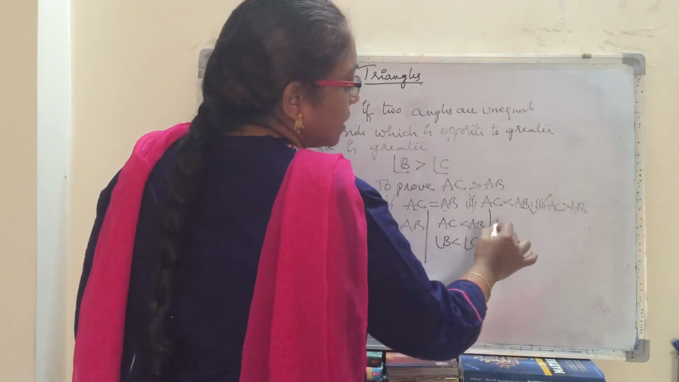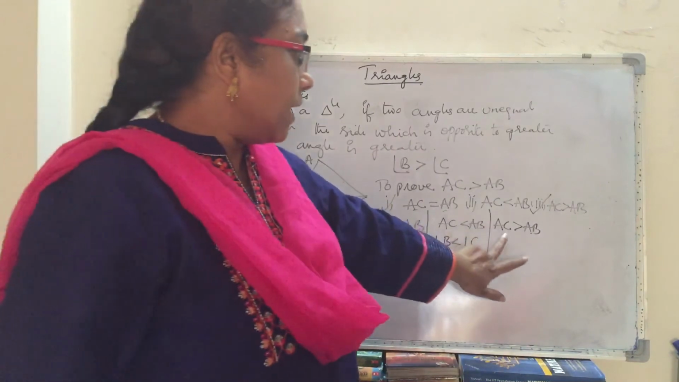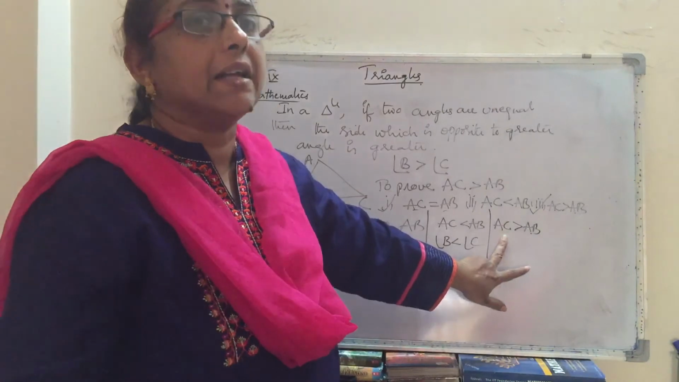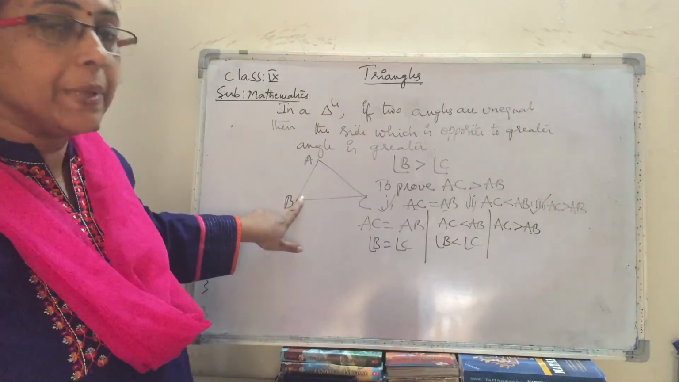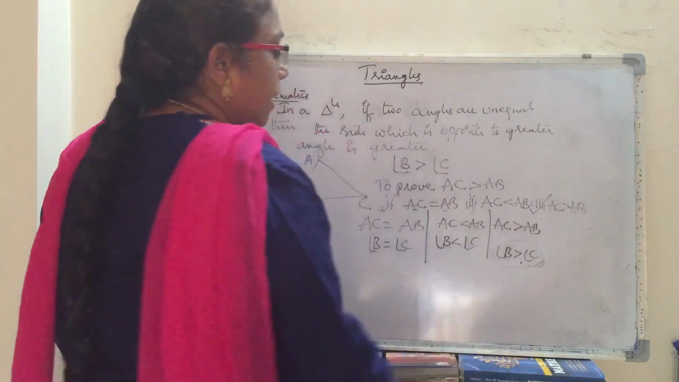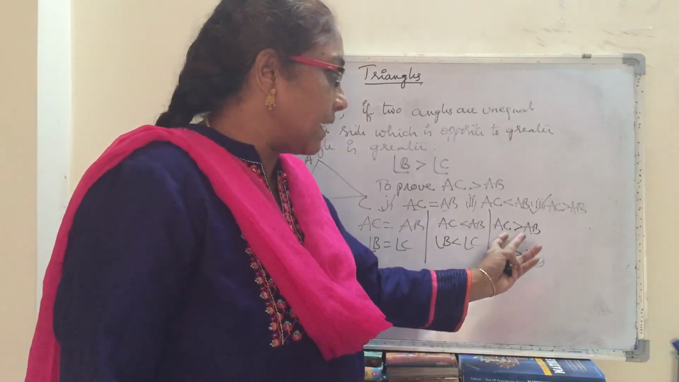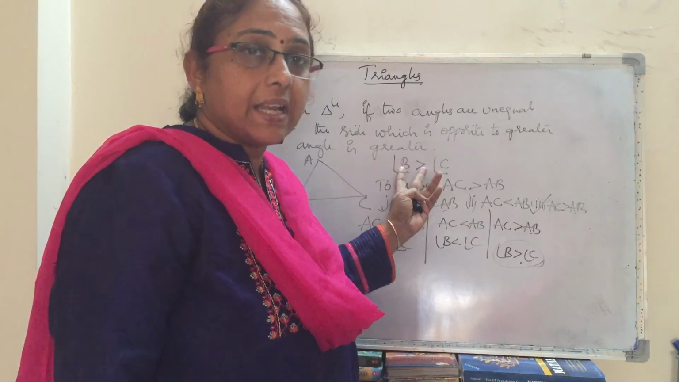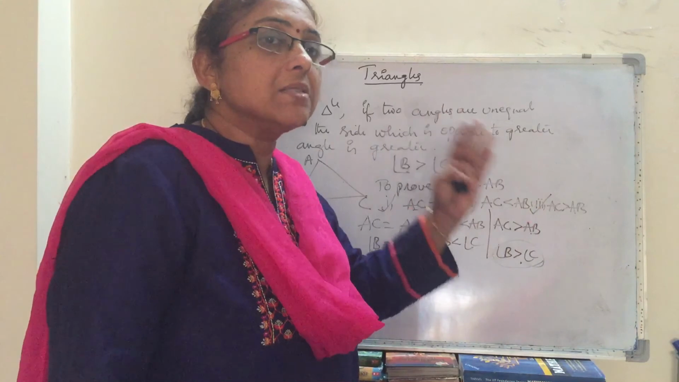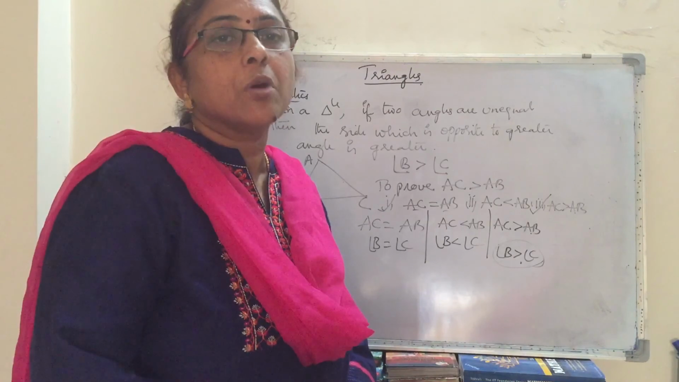Now the only condition left is AC is greater than AB. According to the previous theorem, if AC is greater, then the opposite angle is greater. What is AC's opposite angle? B. So angle B is greater than angle C. So according to these possibilities, which condition is true? AC is greater than AB. If angle B is greater than angle C, then the side opposite to the greater angle is the greater side. Is it clear, children? I hope you all understood this module. Thank you very much.